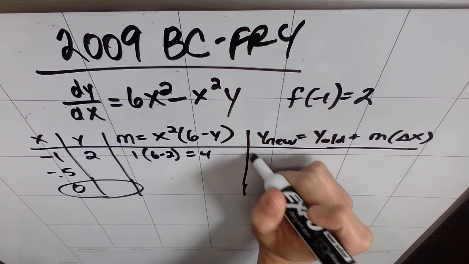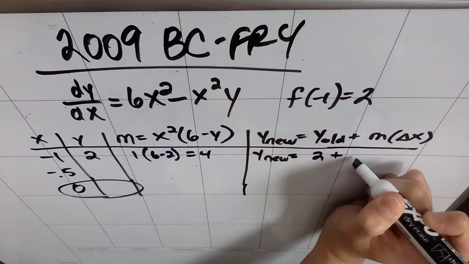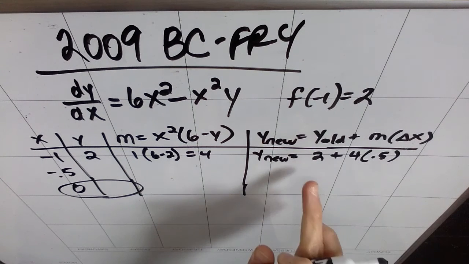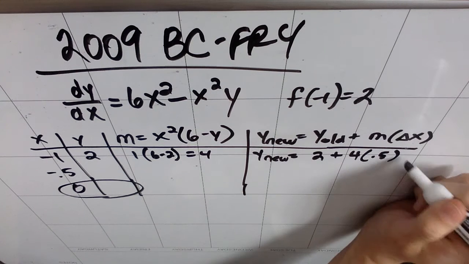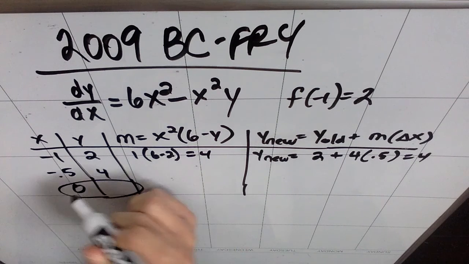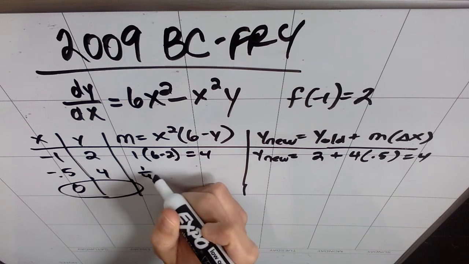So my new y is going to be the old y, which was 2, plus the slope, which is 4, times a 0.5, because I'm going by 0.5s. So that's a 2 plus another 2, which is a 4. So I put a 4 here. Then my new slope is going to be negative 0.5 squared. Well, a half squared is a fourth. It doesn't matter that it was negative because now it's positive.